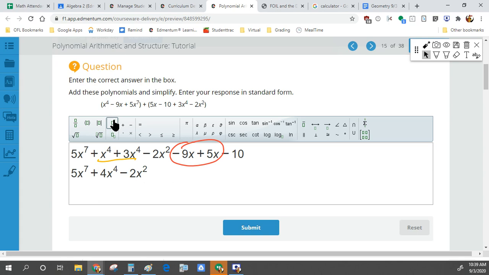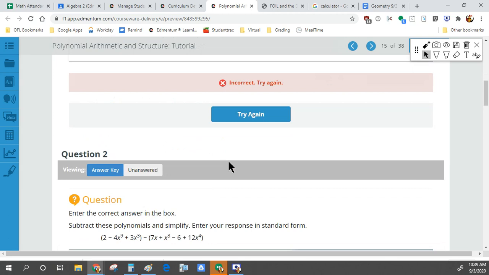Up to here, is this making sense so far, everyone? Then this would be minus 4x and a minus 10. So this would be how we finish it off. So make sure you're showing your work here, then submit it.